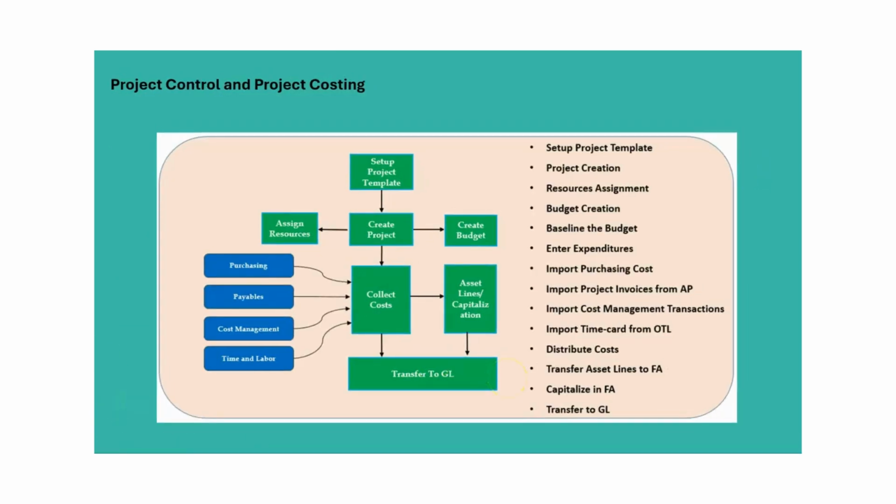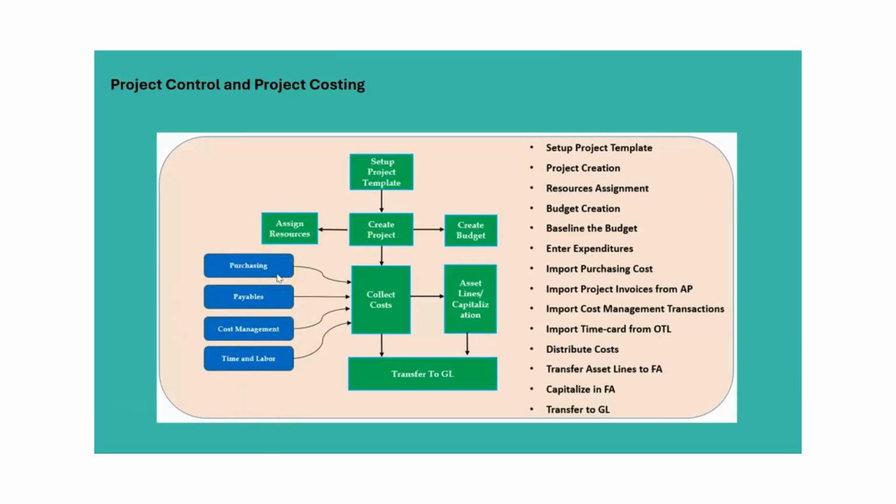Okay, so now coming to project control or project costing activities. This is a diagram which will give you an idea of the data flow that happens within the costing areas. You would see here purchasing, payables, cost management, time and labor. These are the modules which will contribute as project cost.